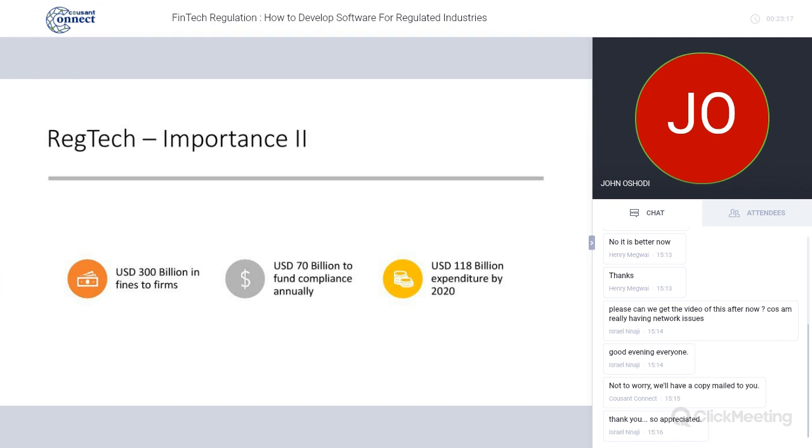Now that is a lot of money, right? And on a yearly basis, companies are spending 70 billion US dollars to fund their compliance. So they're spending $70 billion to make sure that they're compliant. That is a lot.